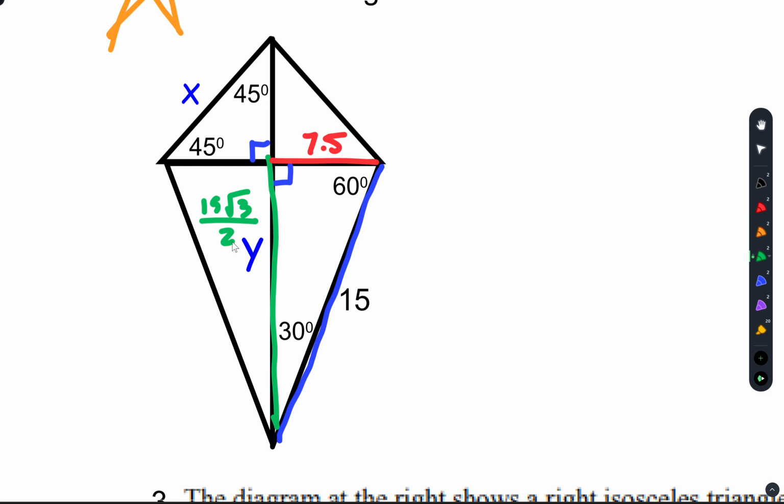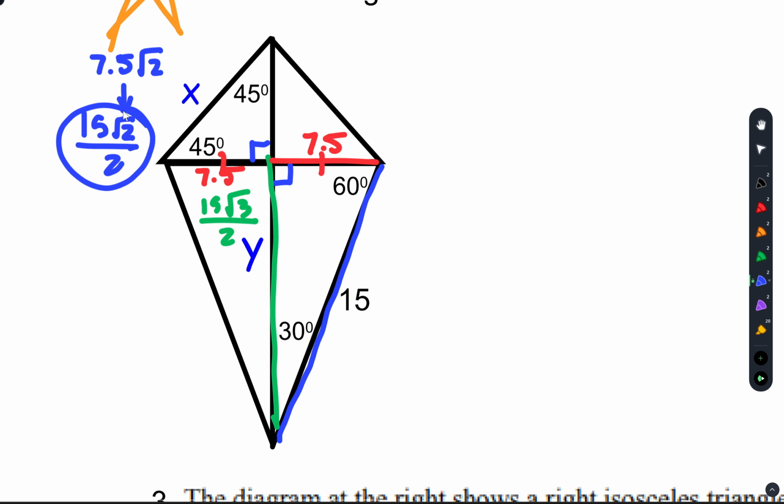And then another property that we get with kites is that the shorter diagonal is bisected. So if those two pieces are congruent, this is also 7.5. So then my hypotenuse, I'm going to multiply that by radical 2. This should be 7.5 radical 2, or if you want to get fancy with your fractions, 15 radical 2 over 2. Okay. Any questions on that?